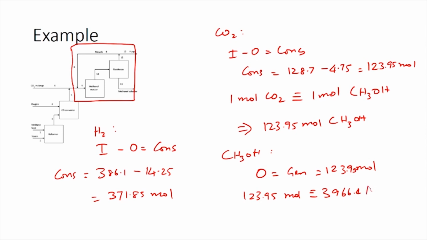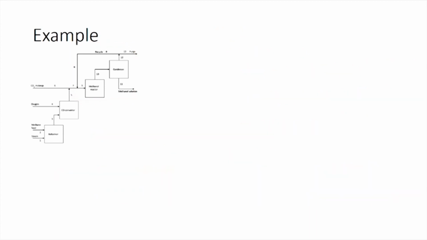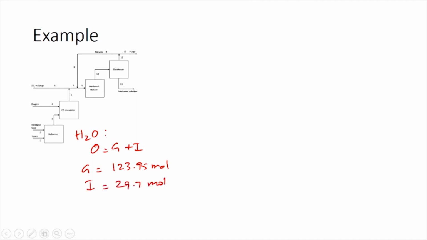kilograms of methanol. We also need to calculate the amount of water which is present in the stream, so that we can calculate the composition of stream 11. How much water would be present? For that, we need to perform the water balance equation. So, the balance equation would again be output equals generation plus input. So, using stoichiometry, generation would be equal to 123.95 moles of water being produced. We already know input is 29.7 moles coming in through stream 7.